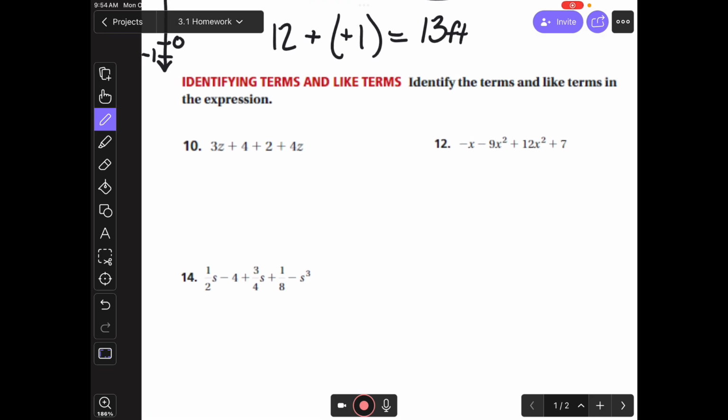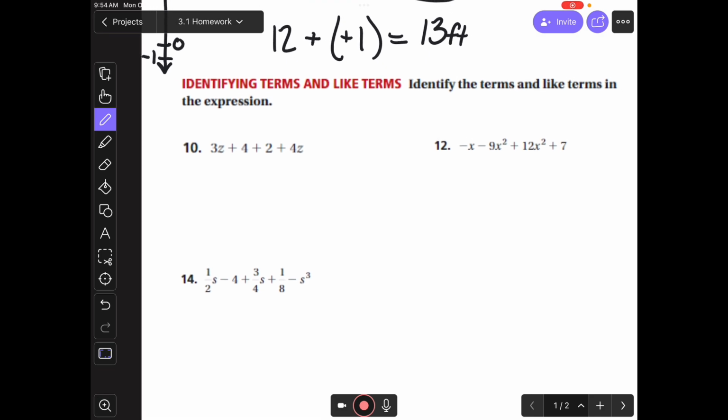All right, for 10, 12, and 14, we're not simplifying, but rather we're just identifying the terms and like terms. So, to start for 10, my terms here are just what I see, right? 3z, 4, 2, and 4z. I don't have to do anything with them. I just have to say these are the terms I'm working with.